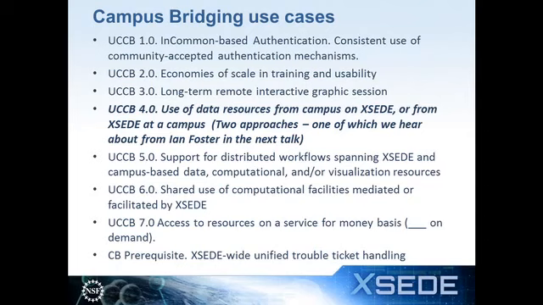So what the XSEDE team for campus bridging was able to come up with in concert with the architecture team were 7 use cases with a general prerequisite. That was we needed to make sure that in-common authentication would be accessible everywhere. We wanted to come up with economies of scale in training and usability. We needed to make sure that users can access the systems via an interface that's comfortable to them.